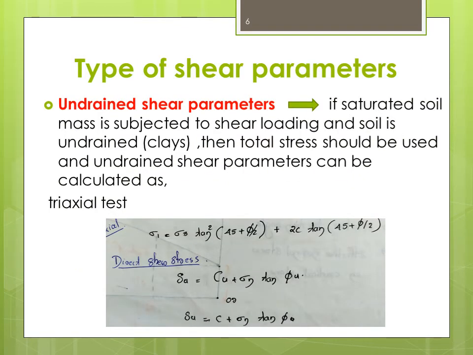Now, let's see what the different types of shear parameters are. Mainly, according to the conditions, the shear parameters are classified as undrained shear parameters and drained shear parameters. If a saturated soil mass is subjected to shear loading and the soil is undrained, usually clays, then the total stress should be used, and undrained shear parameters can be calculated as the two equations show for the triaxial test and the direct shear test.